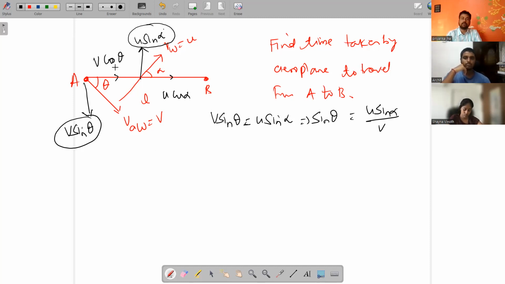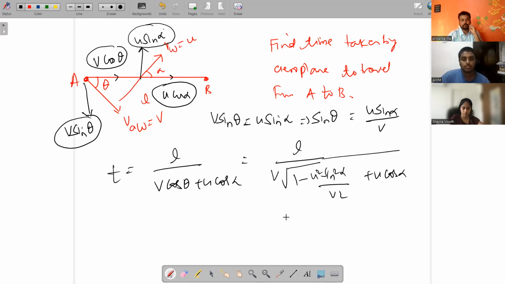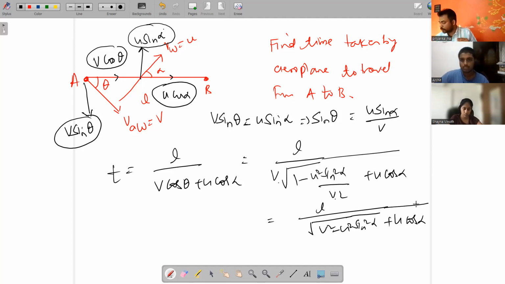And the net velocity will be along AB, this plus this. So time taken will be distance upon total velocity. So cos theta you have to replace, that is square root of 1 minus sin square theta. For sin theta you have to replace U sin alpha upon V, plus U cos alpha. Take LCM. This is under root V squared minus U squared sin square alpha. And this V and this V will cancel, and this is U cos alpha. Let me know if you understood now or not.